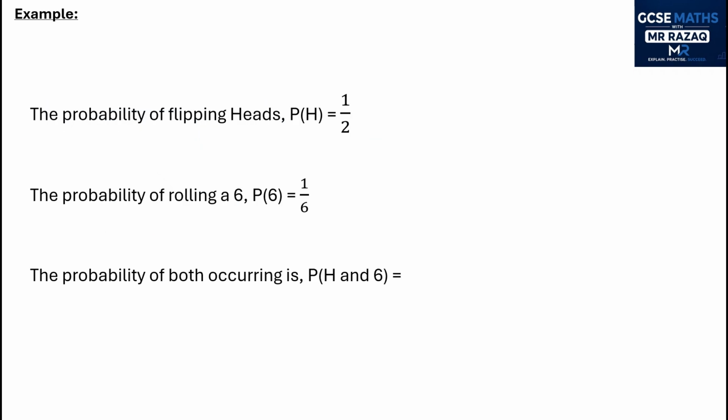Let's look at this example. The probability of flipping heads is a half. The probability of rolling a 6 is 1 over 6. Now, we've been asked to work out the probability of both occurring. That's the probability of heads and 6. This is an independent event, which means flipping heads and rolling a dice are both independent. They do not have any effect on each other. So it would be 1 over 2 times 1 over 6, which is equal to 1 over 12.